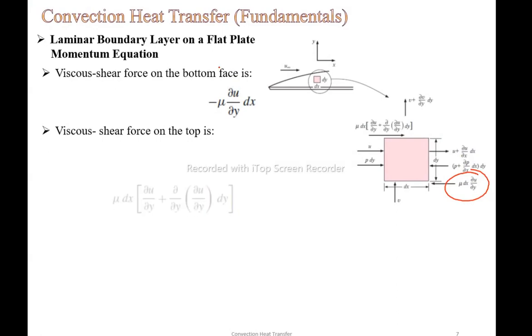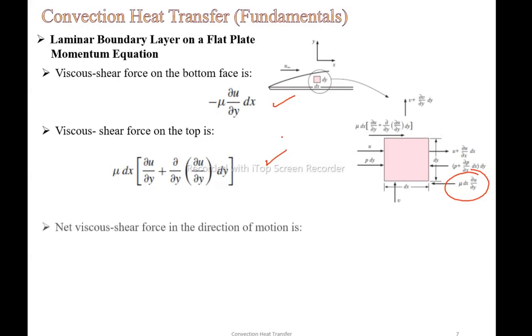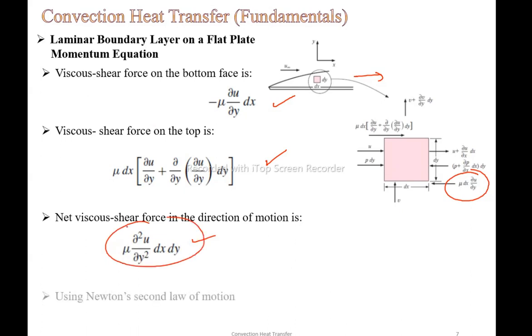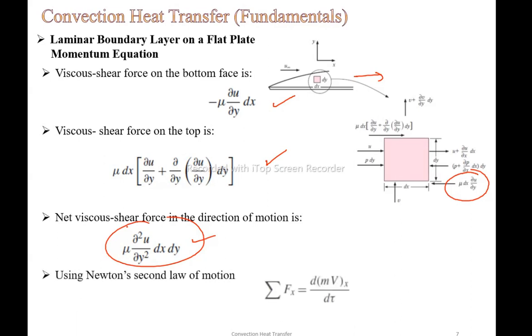So viscous force on the top force. This done. Okay, so net for viscous force, I'll just try to calculate this in the direction of motion. Motion you have in x direction, because you are having fluid flow in x direction. So this is your net viscous force. Now we'll invoke Newton's second law of motion. What is Newton's second law of motion? Summation of force in x direction is equal to increase in momentum.